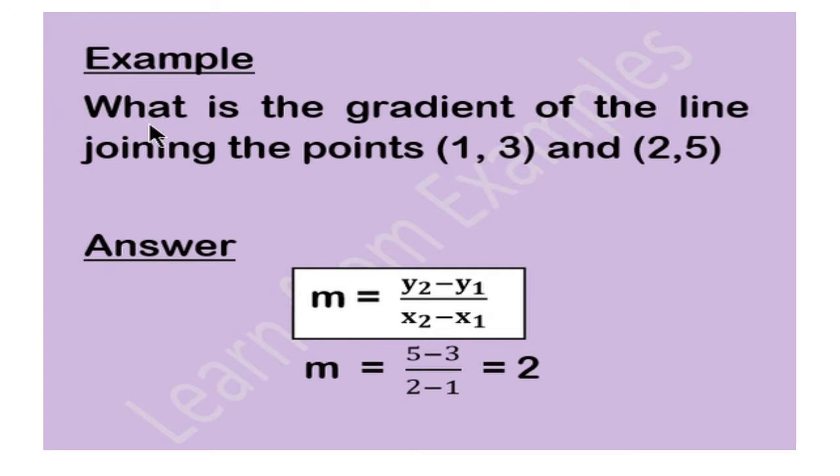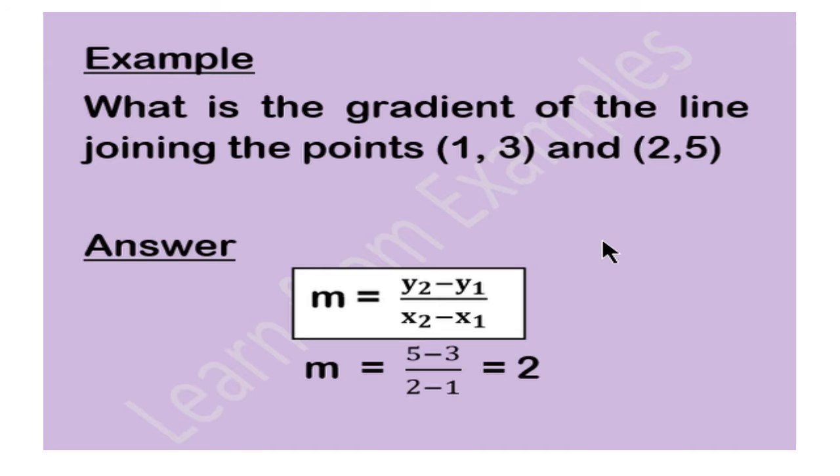The next example says, what is the gradient of the line joining the points 1, 3 and 2, 5? Now in this example, we are given 2 points. So if you are given 2 points, you can use the gradient formula, m is equal to y2 minus y1 divided by x2 minus x1, to find the gradient.